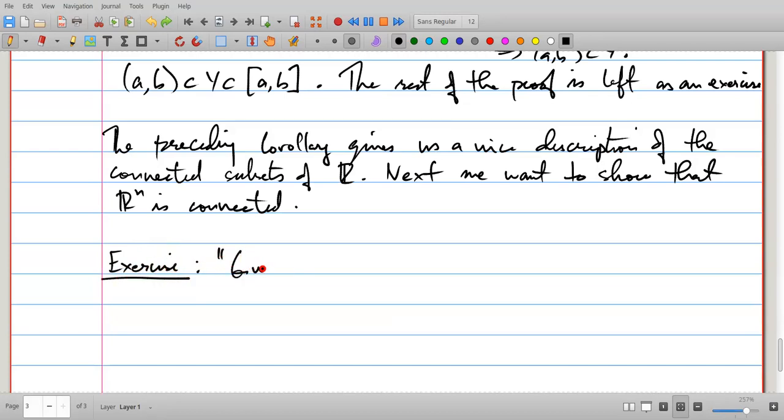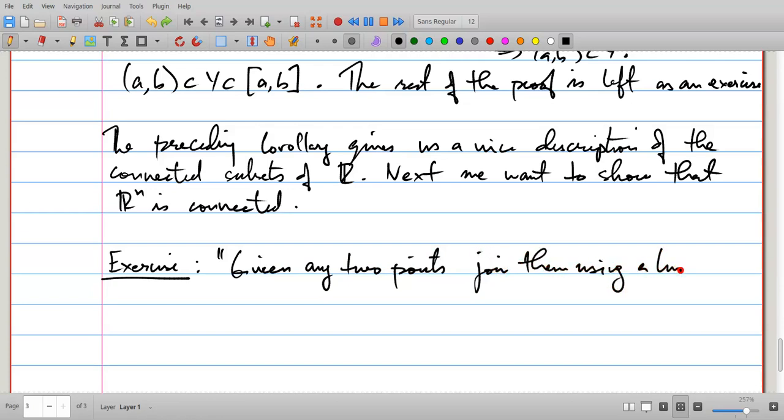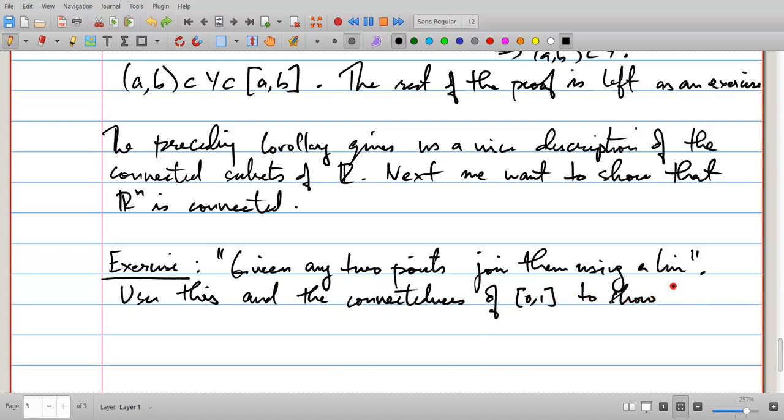So the idea is, given any two points, join them using a line. So use this and the connectedness of [0, 1] to show that R^n is connected.